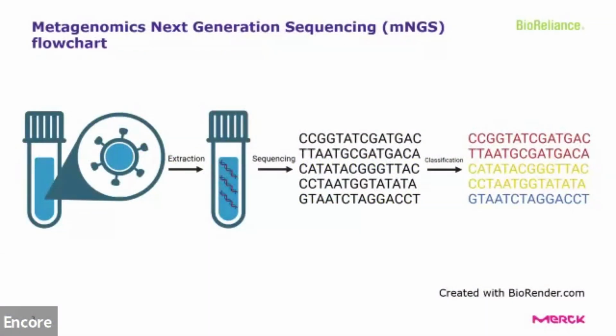This is just a quick overview of metagenomic NGS. So you start with a sample. You don't have to culture it. It's a culture-independent method. You extract the nucleic acids, you sequence it, you get a lot of sequences, and then you start to figure out what the taxonomic source is of each sequence. And you see the different colors here mean the same taxonomic source.